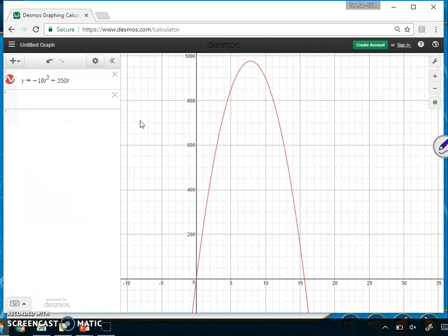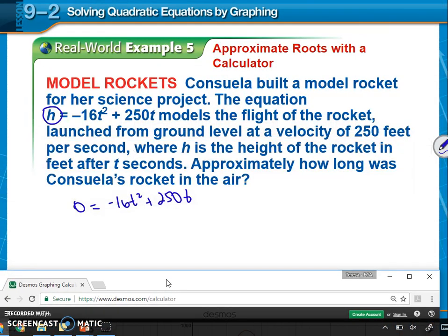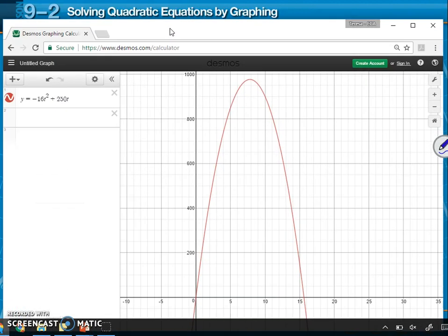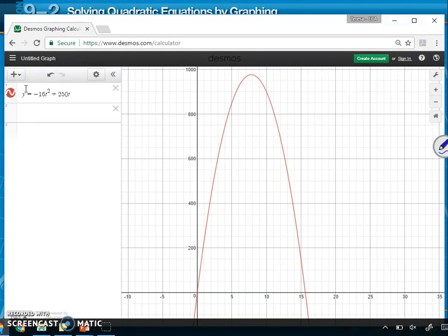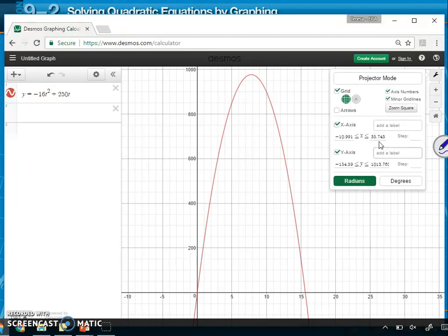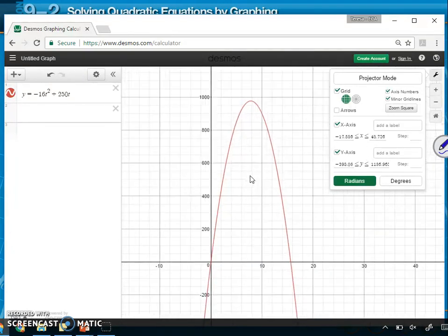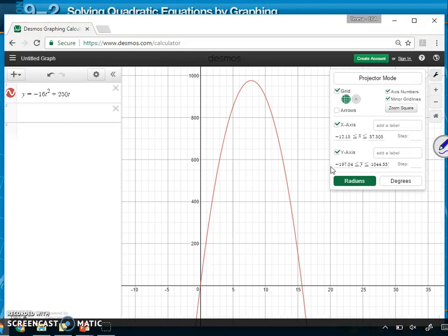Okay, so what I did is I took the equation that we had, negative 16t squared plus 250t, and I typed it into Desmos, okay? So you type it in as y equals that thing, and you get the shape of the graph. You might need to play around with the zoom a little bit, and you can do that by clicking this little toolbar here, and you can change this. You can also do it by zooming in and out, but that might be difficult with really big numbers.